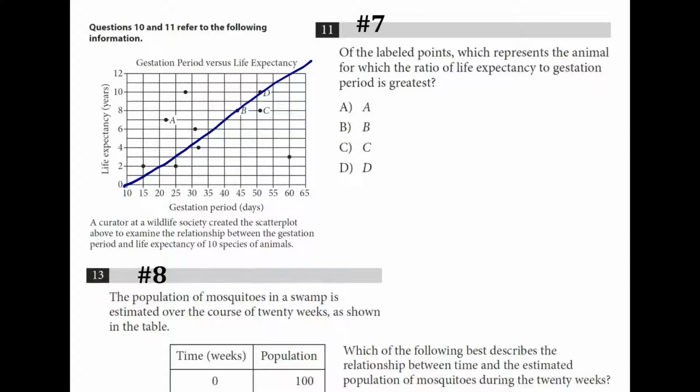Now the scale isn't perfect. In fact, we're going over 5 at a time, and we're only going up 1. But this still tells us pretty clearly what the answer is. A is the only point that is significantly above this line. That's why it has the highest ratio of life expectancy to gestation period.